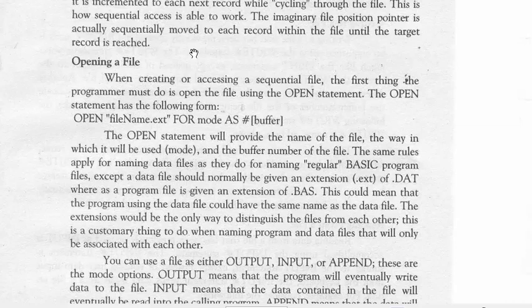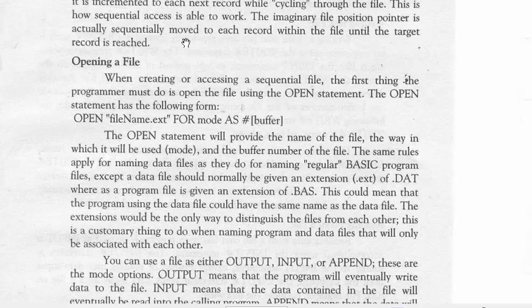This could mean that the program using the data file could have the same name as the data file. It means to say the data file and the program file can have the same name but with different extensions. The extension would be the only way to distinguish the files from each other. This is the customary thing to do when naming program and data files that will only be associated with each other. You can use a file as either output, input, or append.